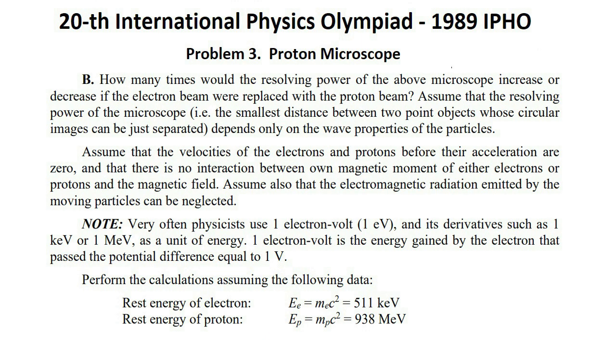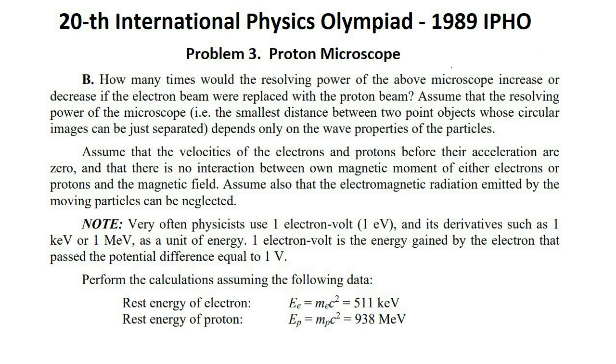Question B. How many times would the resolving power of the above microscope increase or decrease if the electron beam were replaced with the proton beam? Assume that the resolving power of the microscope, that is the smallest distance between two-point objects whose circular images can be just separated, depends only on the wave properties of the particles.